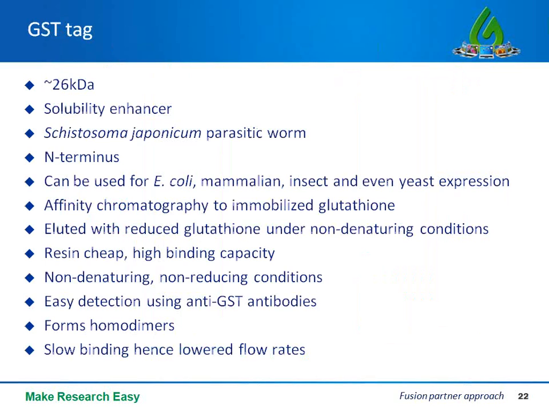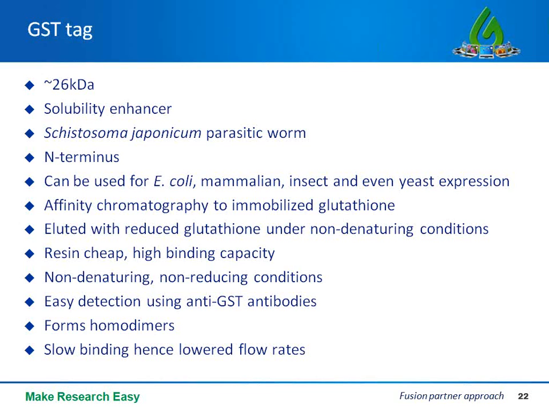So about 4 different tags. The GST tag. GST is an abundantly expressed 26 kilodalton tag isolated from this parasitic worm, Schistosoma japonicum. Typically GST is fused at the N-terminus of a target protein, and when fused at the C-terminus, GST is not very efficient.